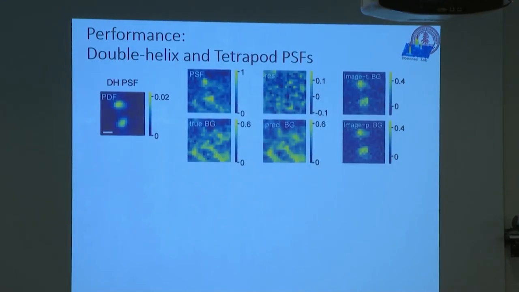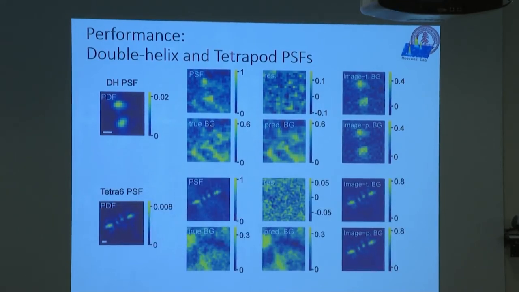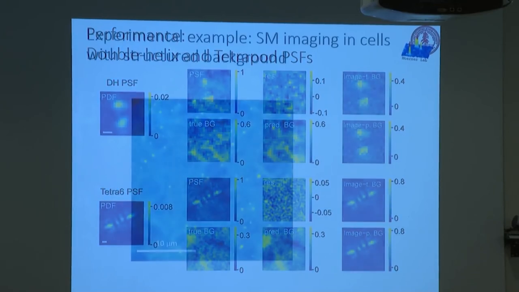So in the case of double helix, just look here. Here's the background for this particular test. Here's what the net produced back. And here's the image minus the predicted background. And for the case of the tetrapod, the same thing. Here's the corrupted PSF plus background, but here's the background that was added to it. Here's what the net gave us back. So you can see that this does a nice job of removing structured background.